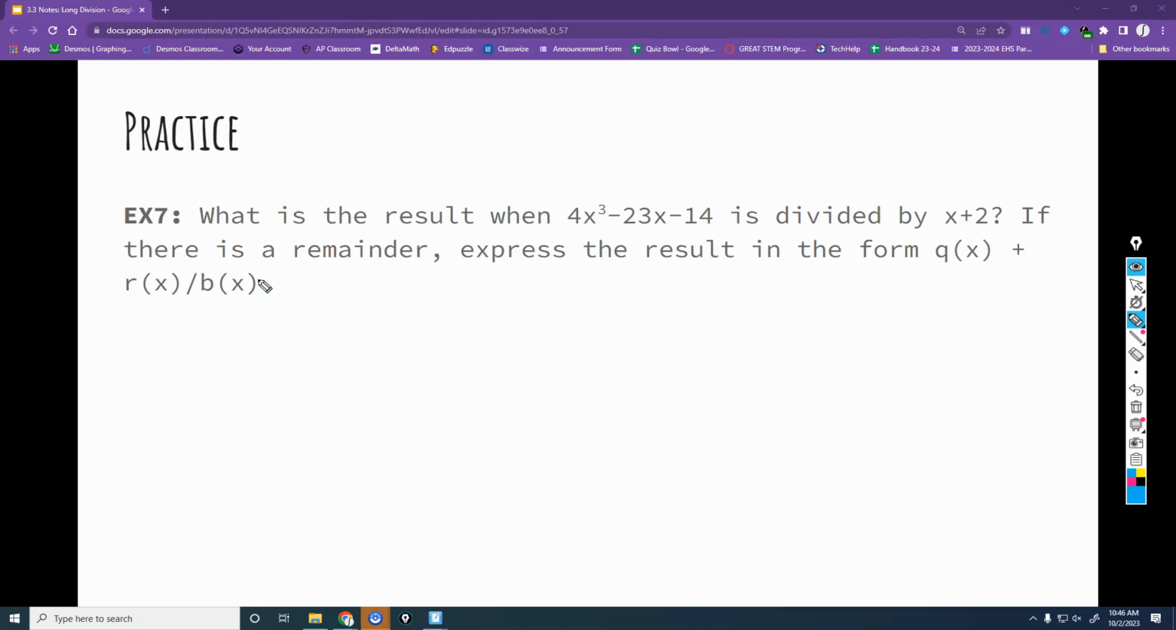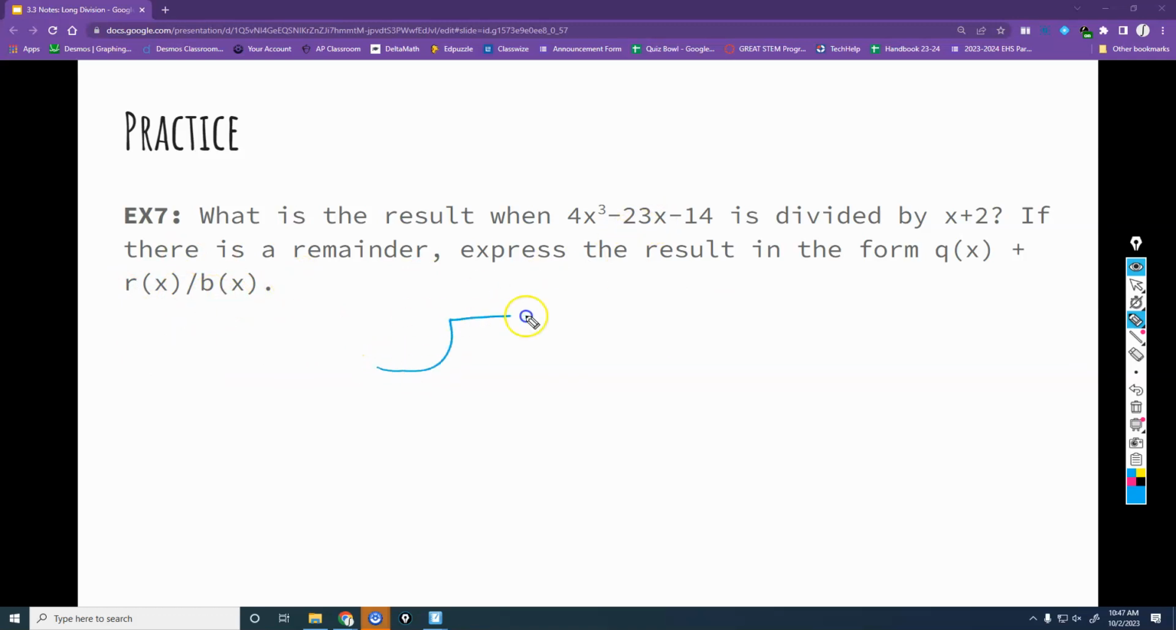Like if our remainder is 7, what would we do? You'll write it at the end as a fraction. It's all it's asking you to do. So rather than saying the remainder is 7, you would do 7 over x plus 2, if that were the remainder. So that's all that's asking you to do. Don't let that throw you off. That's how we've been doing the other problems anyway.